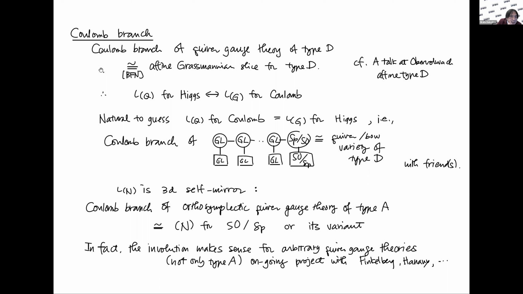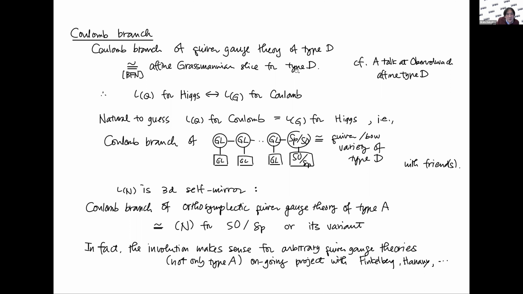Okay, at least we know that the affine Grassmannian slice for type D is realized as the Coulomb branch of the quiver gauge theory of type D. So if you consider the quiver gauge theory of finite type, then its Coulomb branch is the affine Grassmannian slice for the corresponding group. This is what we proved in one of our papers. So as I said, for the quiver gauge theory of type D, if I consider the quiver variety, which in current terms is the Higgs branch of the quiver gauge theory, and if I get the quiver variety of type D as a fixed point set, I should consider the diagram automorphism, right? So this is the diagram automorphism.